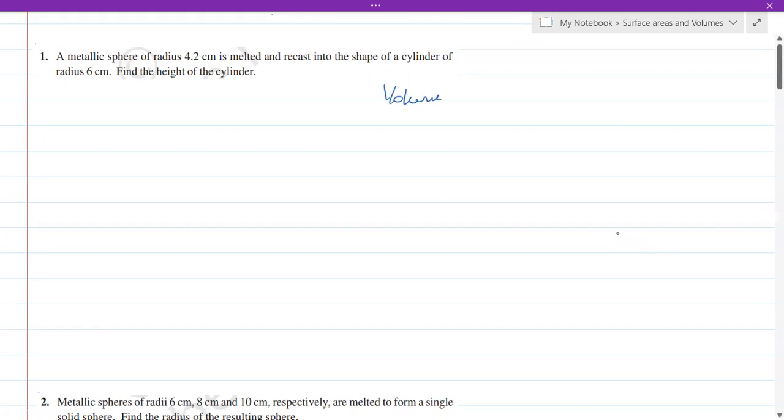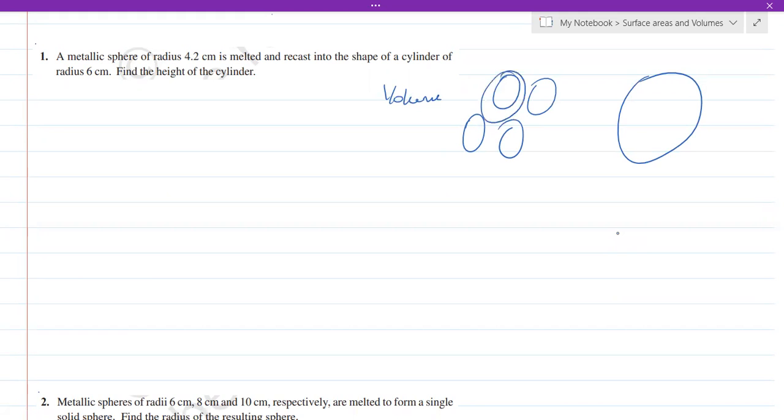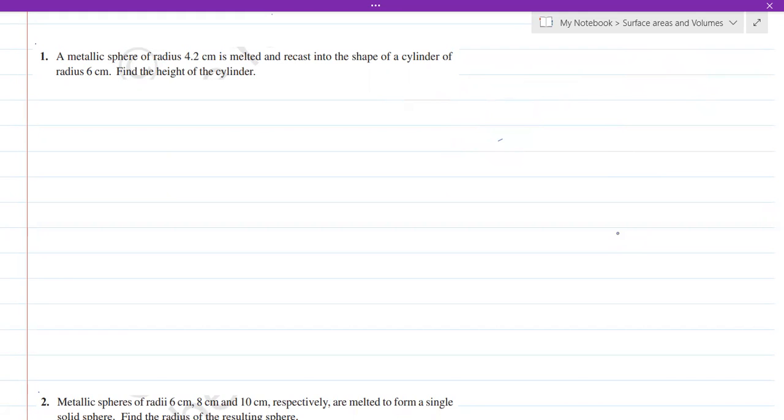Suppose you convert 3 to 4 spheres into one big sphere. Obviously, the space occupied by this first, second, third, fourth, the total space will be equal to the space occupied by the bigger ball. So whenever you convert one shape into the other shape, the one thing that remains constant is volume. Now with that note, we'll start with the first question.